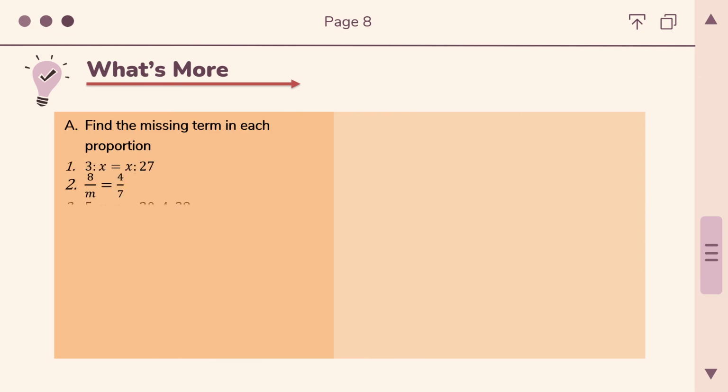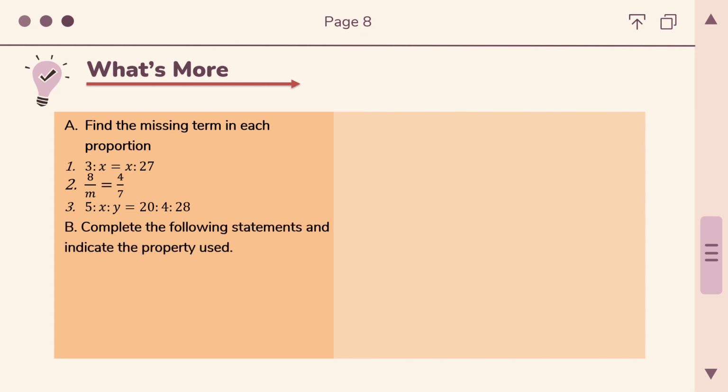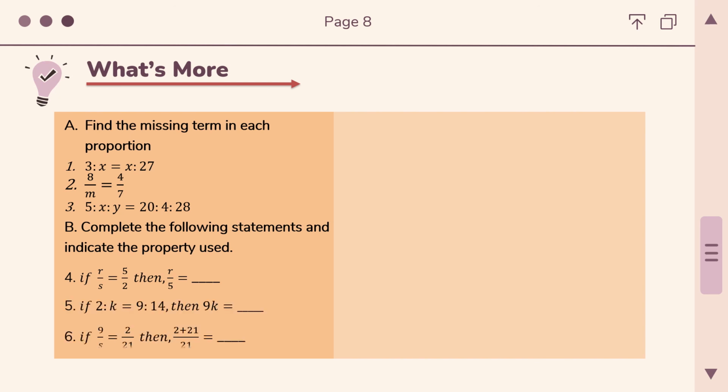So for the activity "What's More," found on page 4, we have the following. Test A, items 1, 2, and 3: find the missing term in each proportion. Test B, complete the following statements and indicate the property used for items 4, 5, and 6.